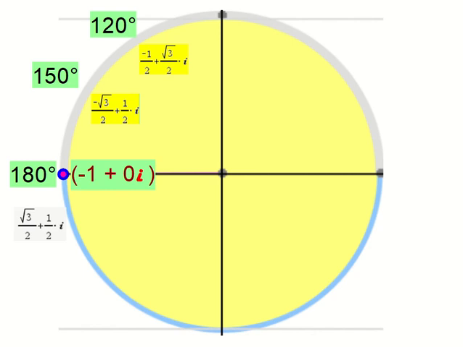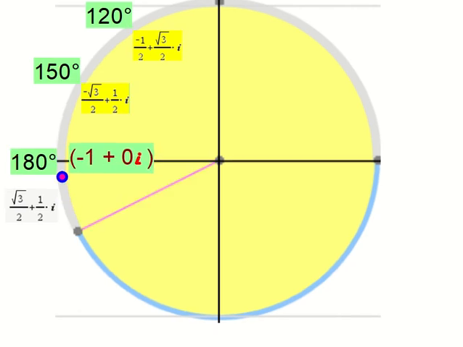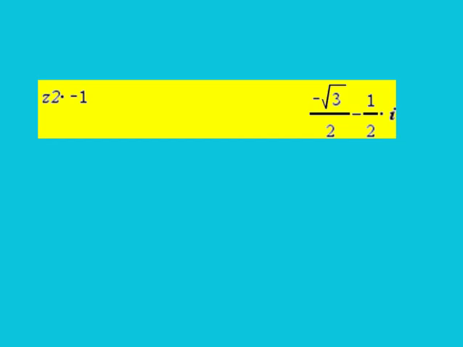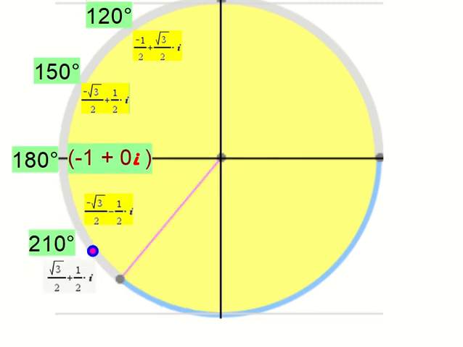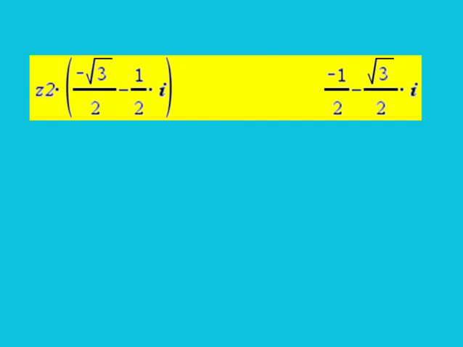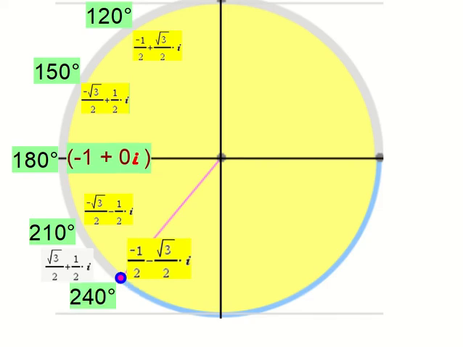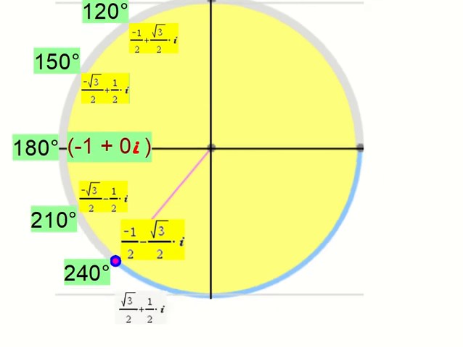Working my way around the unit circle, we come to negative radical 3 over 2 minus 1/2 i, which is actually 210 degrees. So I want to rotate another 30 degrees from here. That gets me to -1/2 minus radical 3 over 2i, which is also 240 degrees. I multiply radical 3 over 2 plus 1/2 i by this point.